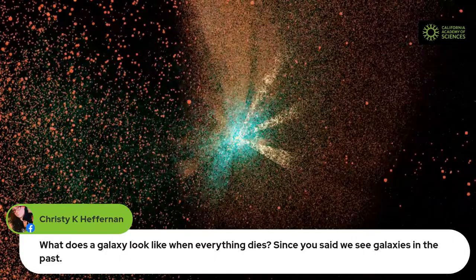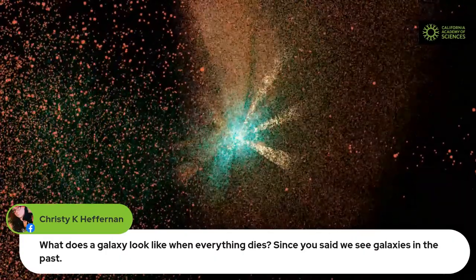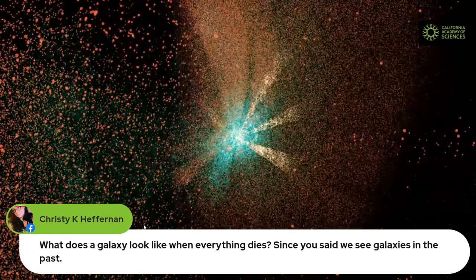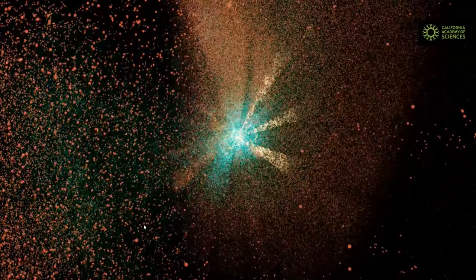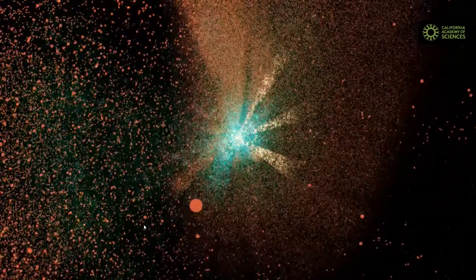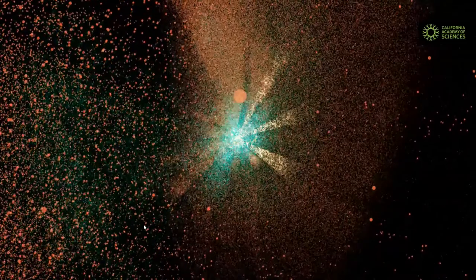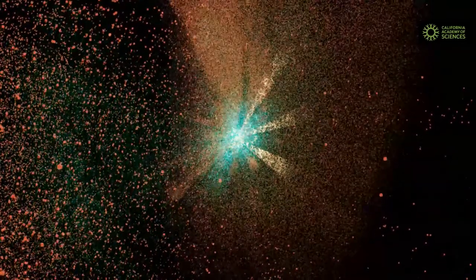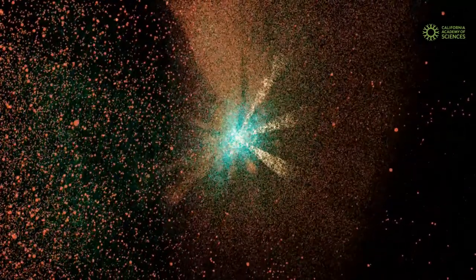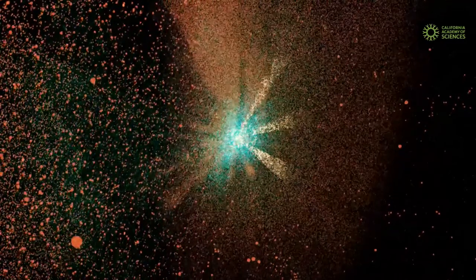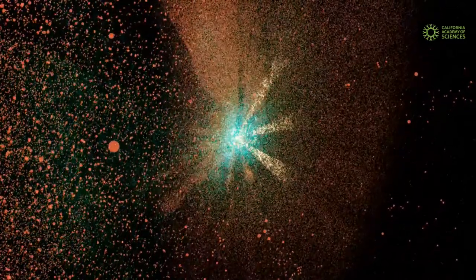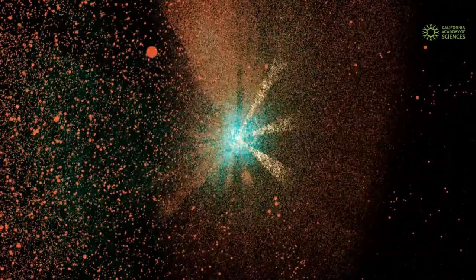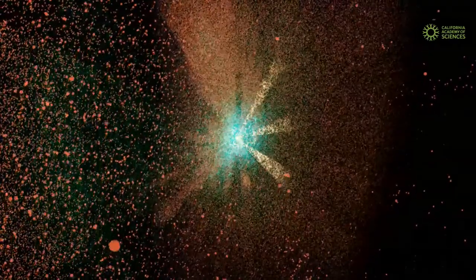What does a galaxy look like when everything dies? As you see, we see galaxies in the past. Well, I guess "everything dies" is an interesting phrase because we know that galaxies evolve over time. Our own Milky Way galaxy doesn't look the same today as it did in the past, and often it looks different because of interactions with other galaxies.